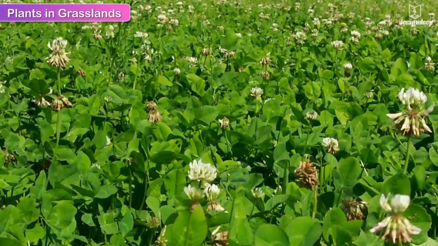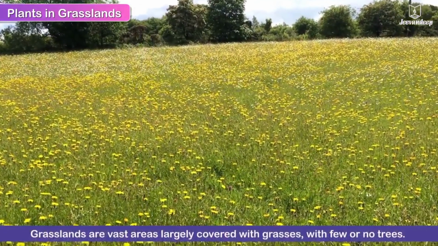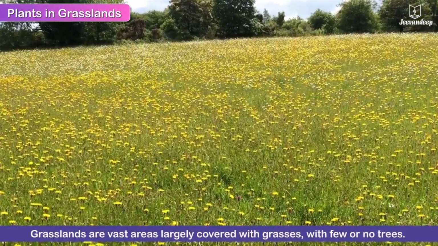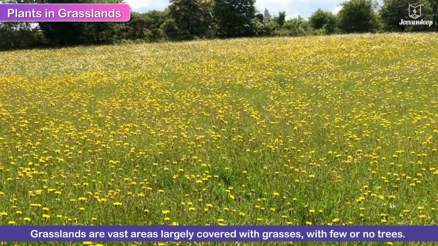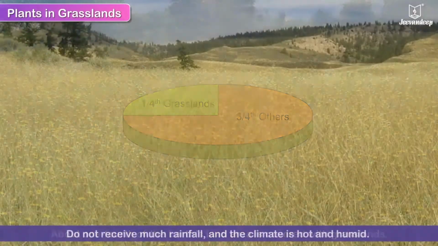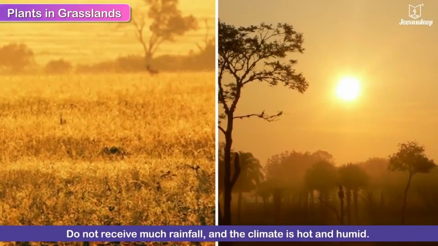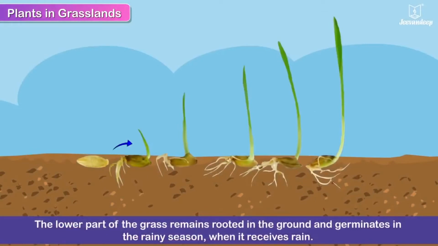Plants in grasslands. Grasslands are vast areas largely covered with grasses with few or no trees. About 1/4 of the Earth's land area is covered with grasslands. These areas do not receive much rainfall and the climate is hot and humid. The lower part of the grass remains rooted in the ground and germinates in the rainy season when it receives rain.